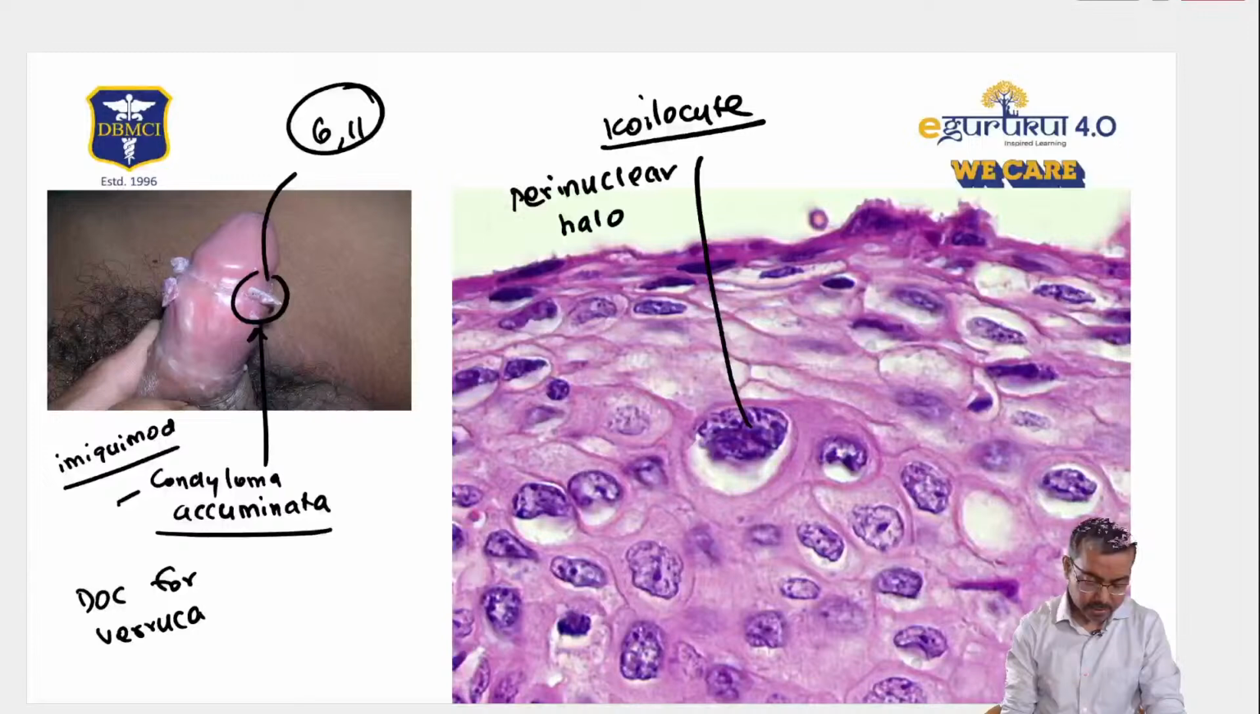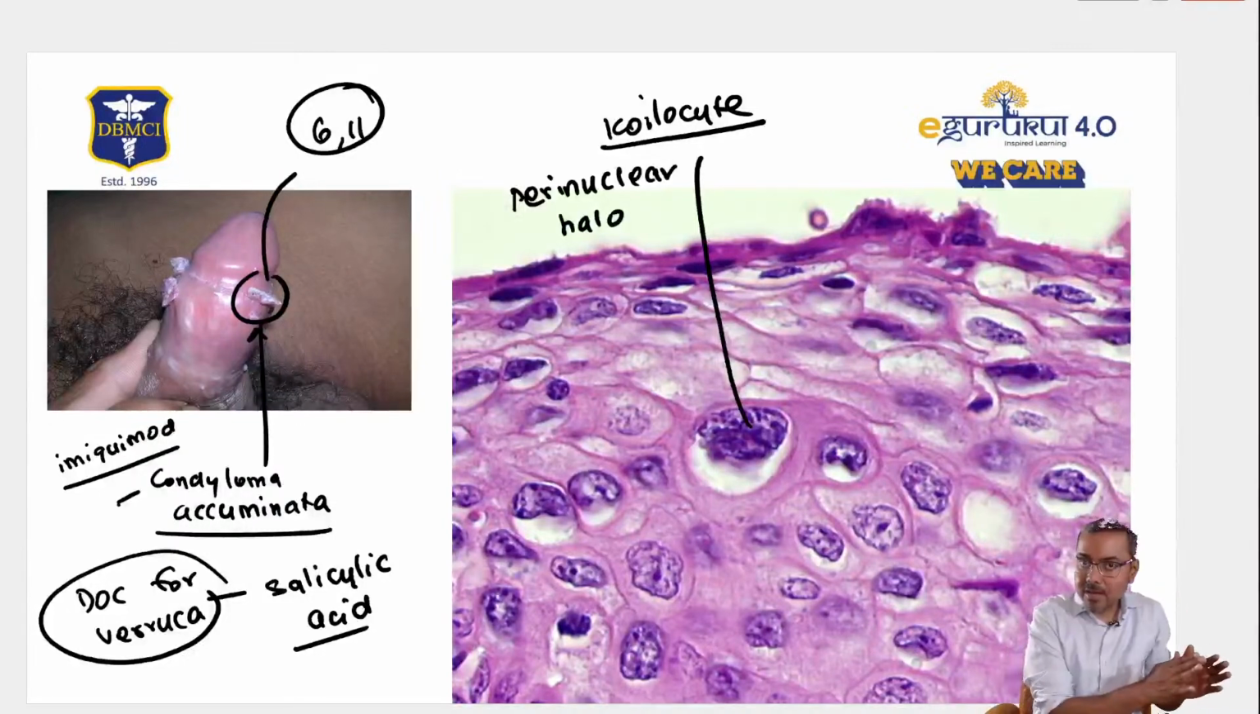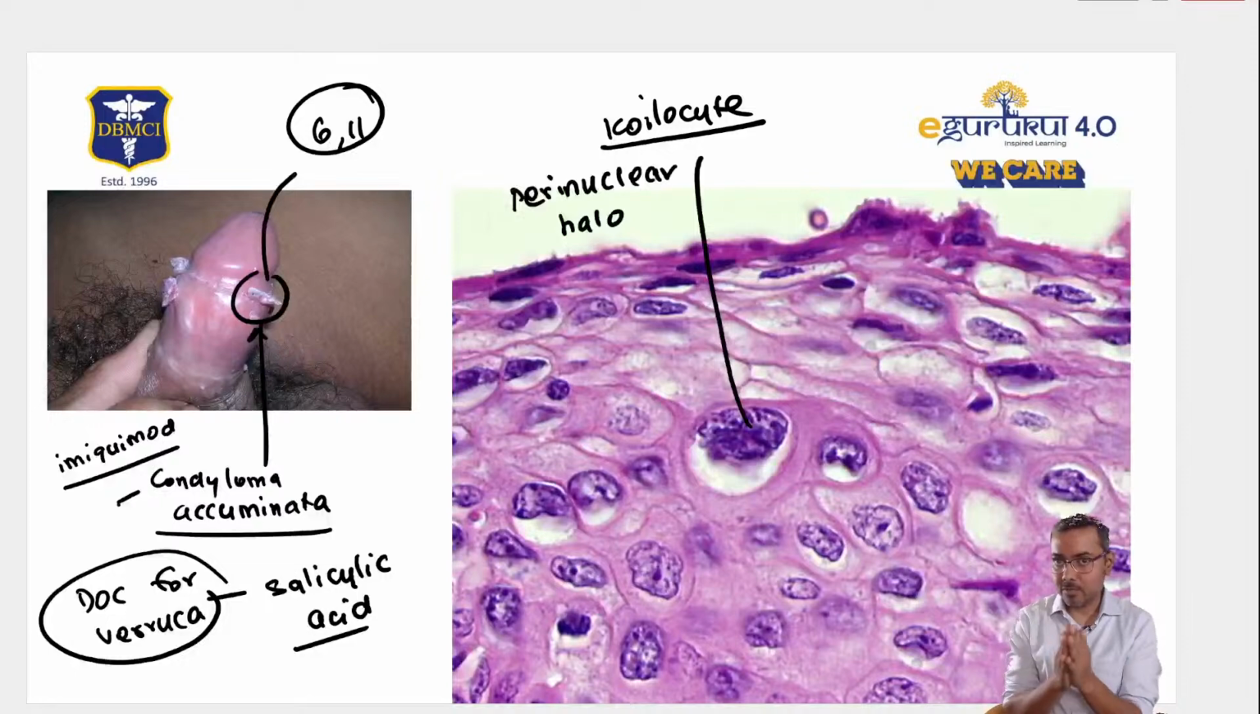Also write down the drug of choice for verruca. If the question comes like that, for non-genital warts, it's going to be salicylic acid. So there, mark salicylic acid. Condyloma acuminata, which is a type of HPV infected genital lesion, is going to be imiquimod. Imiquimod. Clear?